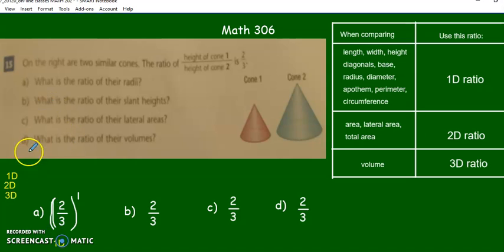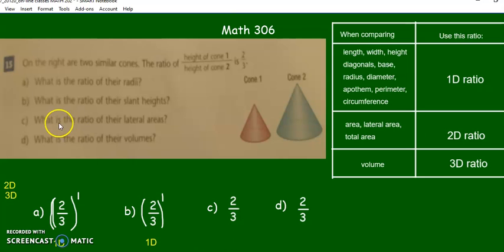Now what's B? B says the ratio of slant heights. Slant height is a height. That's also 1D. So I could just leave it like this. The ratio would be the same as the ratio of their heights. So I can just leave it like that, or I can put in brackets and say over 1 if I want to. It doesn't make a difference.